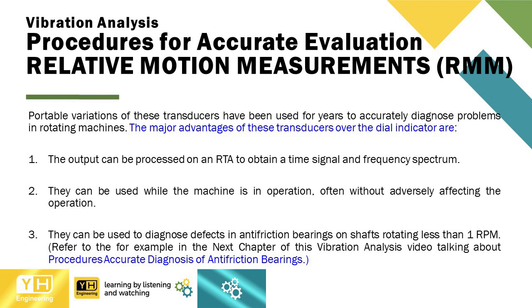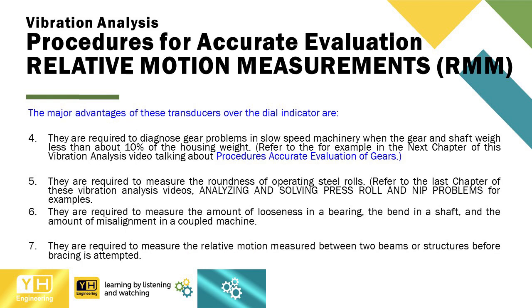Refer to the example in the next chapter of this vibration analysis video talking about procedures for accurate diagnosis of anti-friction bearings. Number 4, they are required to diagnose gear problems in slow-speed machinery when the gear and shaft weigh less than about 10% of the housing weight. Refer to the example in the next chapter of this vibration analysis video talking about procedures for accurate evaluation of gears. Number 5, they are required to measure the roundness of operating steel rolls. Refer to the last chapter of these vibration analysis videos, analyzing and solving press roll and nip problems, for examples.